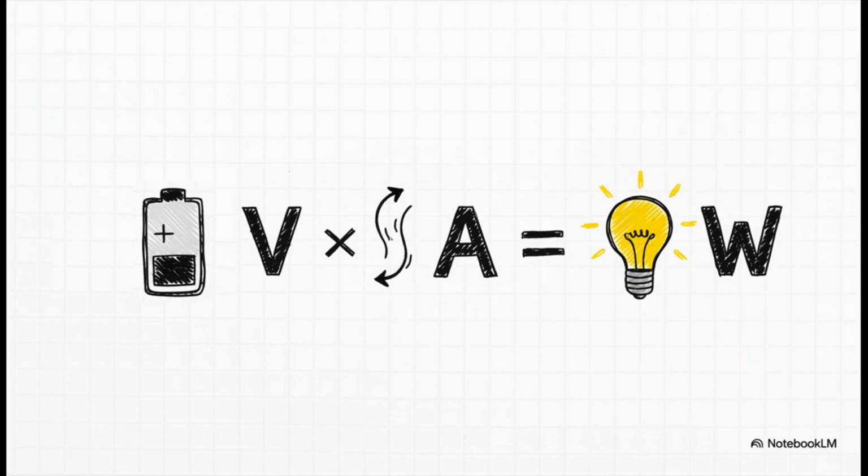Let's make this super concrete. Imagine you have a little lamp that runs on 12 volts, and let's say it's using 2 amps of current. What's its power? Simple. 12 volts times 2 amps equals 24 watts. That's it. It really is that straightforward.